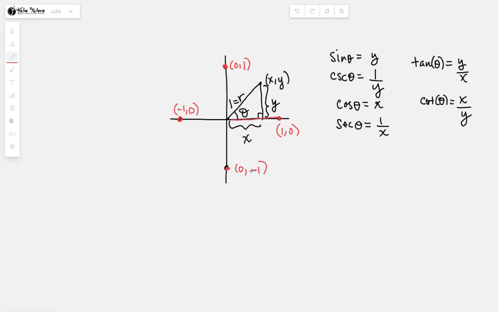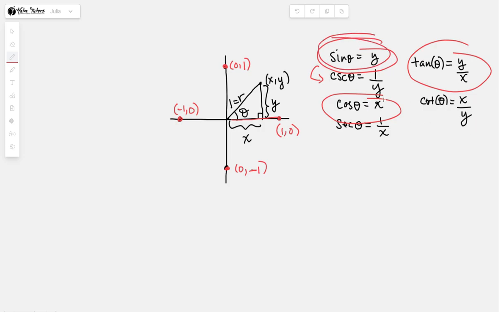So what you need to remember is not the unit circle, but rather that sine is y, cosine is x, and tan is y over x. Simply that. Because then from there, I have confidence that you're going to know cosecant is a reciprocal of sine, so it's 1 over y. Secant is a reciprocal of cosine, so it's 1 over x. And cotangent is x over y. You're going to know that. So just remember, sine is y, cosine is x, tan is y over x.